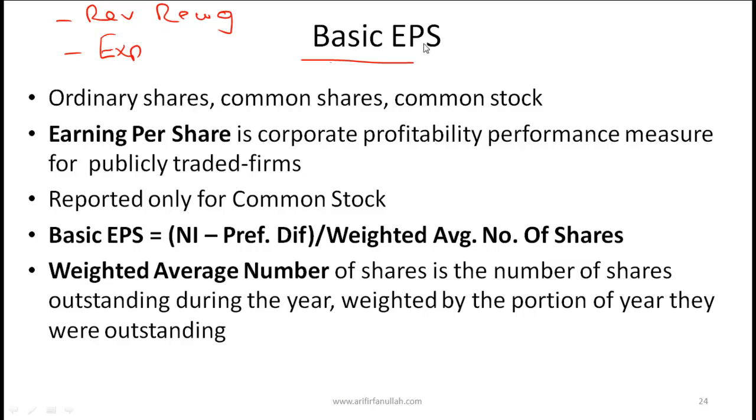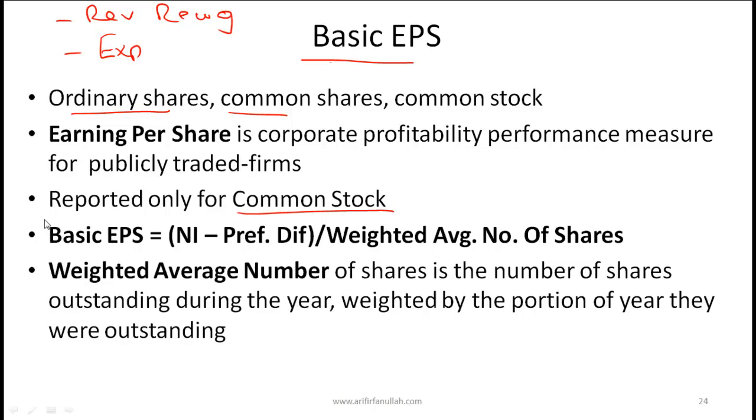or earnings per share. And essentially this is telling a shareholder that for every share that he or she owns, and this is ordinary shares or common shares, so for every share that he or she owns, how much earnings do we have? So earnings per share is a corporate profitability performance measure for publicly traded firms. It is reported only for common stock.